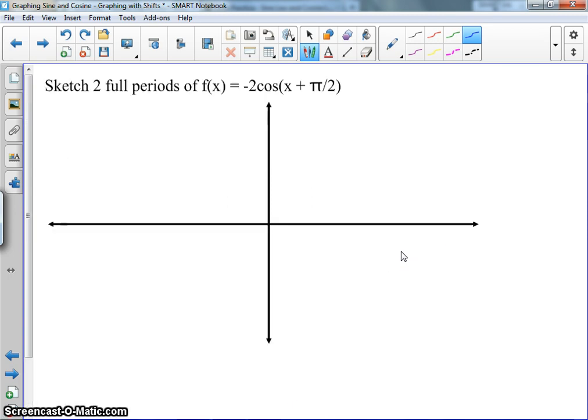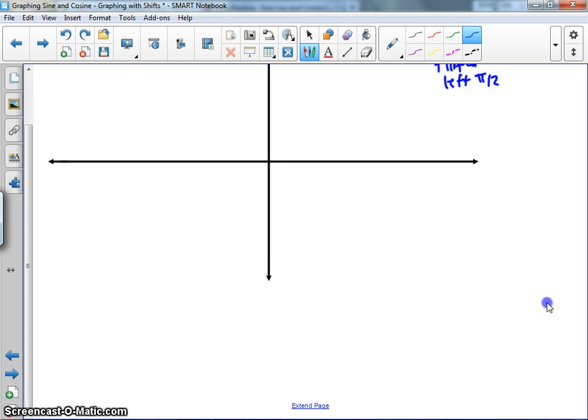So I'm going to write down the amplitude. Amplitude is 2. The period is just going to be 2 pi over 1, since this is 1, but it's really not going to change anything, so period is just 2 pi. This is flipped because I've got a negative in front, so I'm going to write that to remind myself. And then this is going to be shifted to the left pi over 2 units.